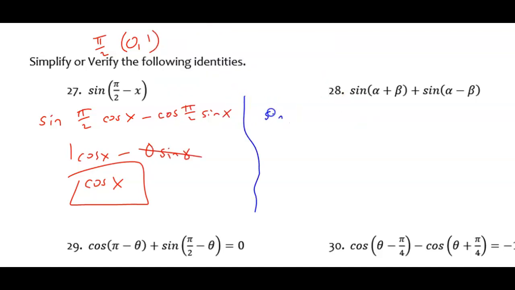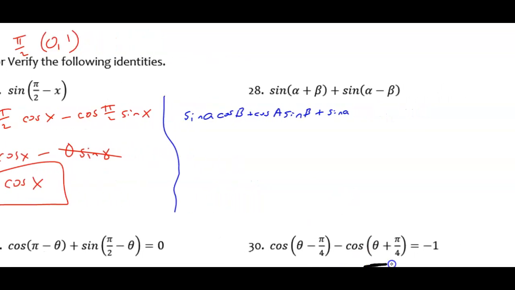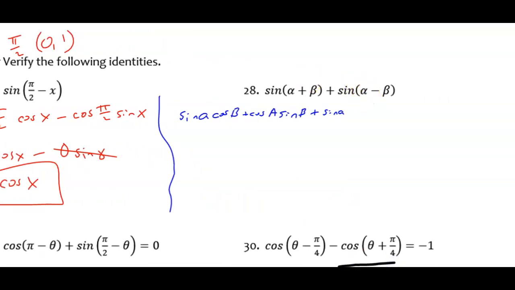So I have sine of angle A, cosine of B, plus cosine of A, sine of B, plus sine of A, cosine of B, minus cosine of A, sine of B.